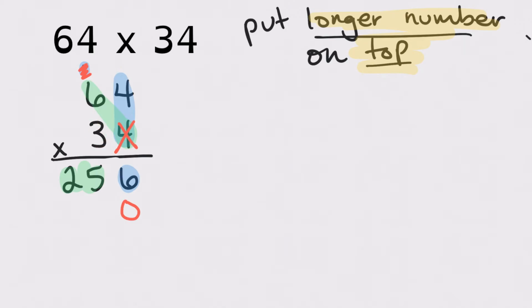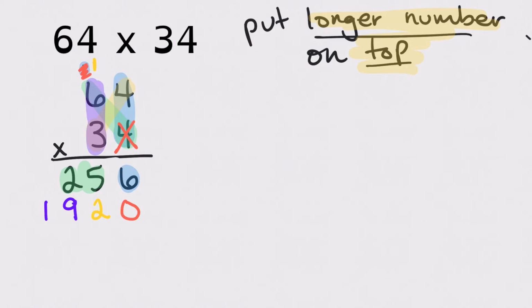So we'll start off with 3 times 4, which is 12. So the 2 goes down to the bottom, and then you carry the 1 to the top. And next we'll do 3 times 6, which is 18. But remember, we have to add that 1 on top, making 19. And there's nowhere to carry it, so we're just going to write it all down here on the bottom.